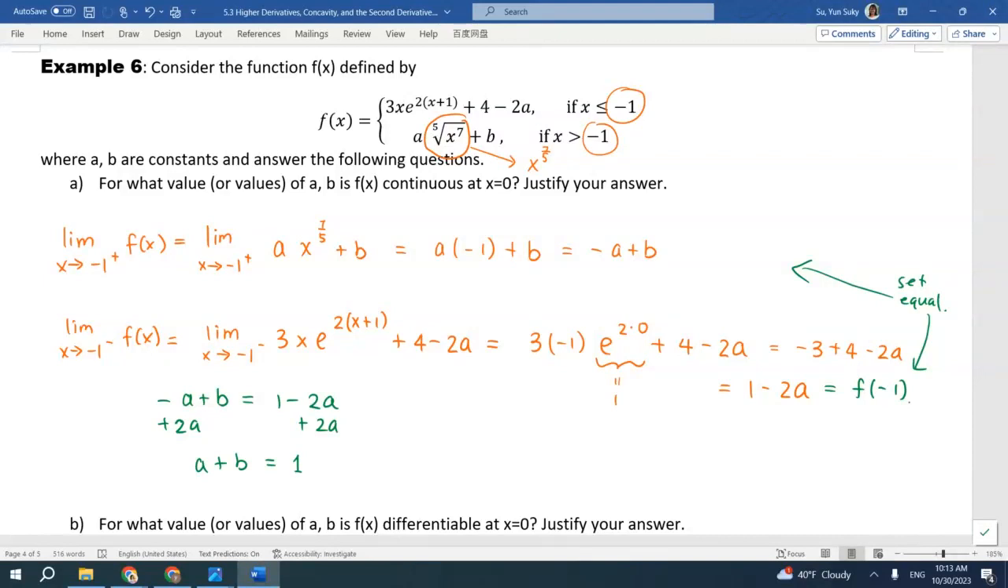Right, everybody? So we get a + b = 1. We get an equation with 2 unknowns. It's okay, that is possible. So we just say if a + b = 1, then f is continuous. So this is part A.